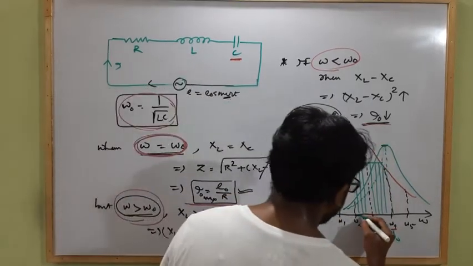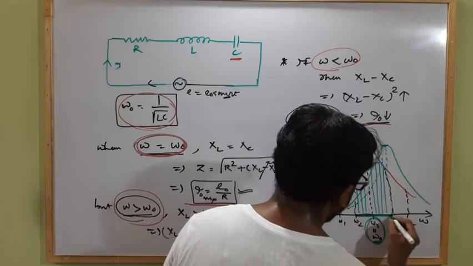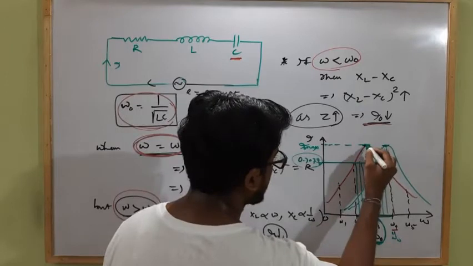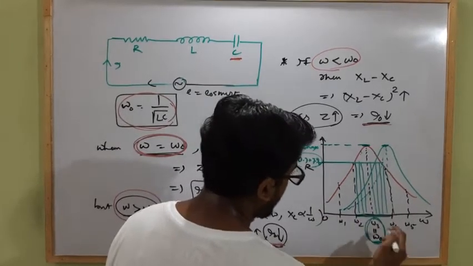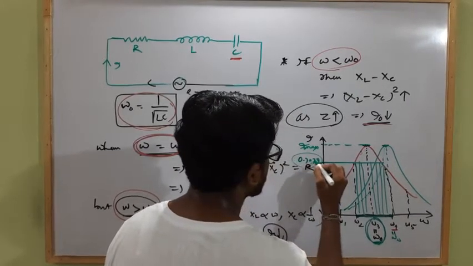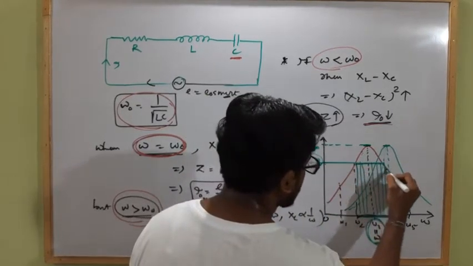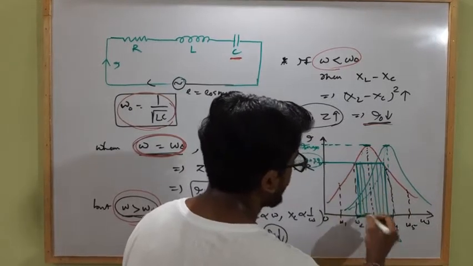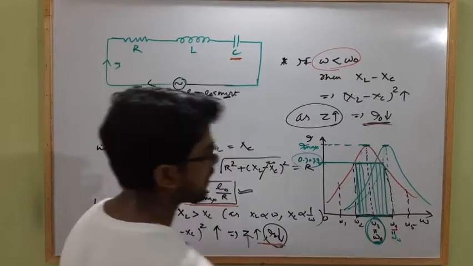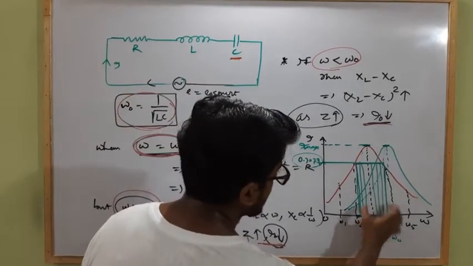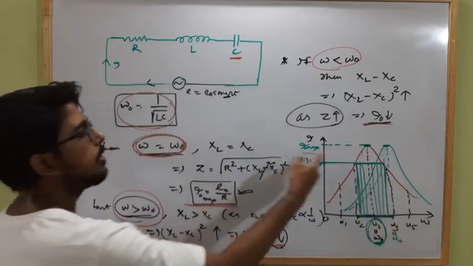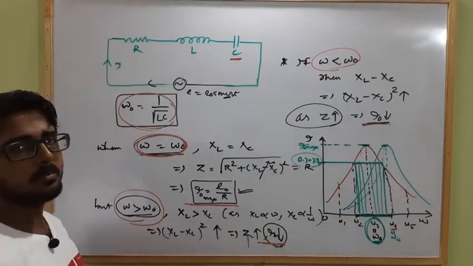That's why this much length of frequencies is known as the bandwidth of the given signal. If for omega 3 the current is maximum, then when the current is 0.707 I naught, this much length will be known as the bandwidth of the signal, or of the particular frequency omega 3. All the frequencies lying in this bandwidth will get the maximum powers.